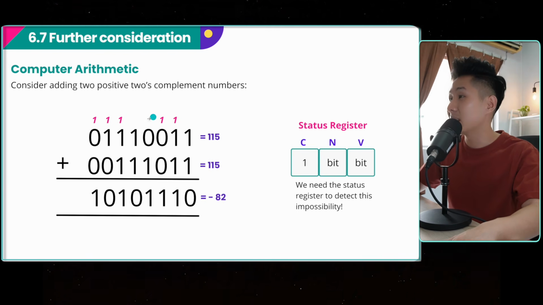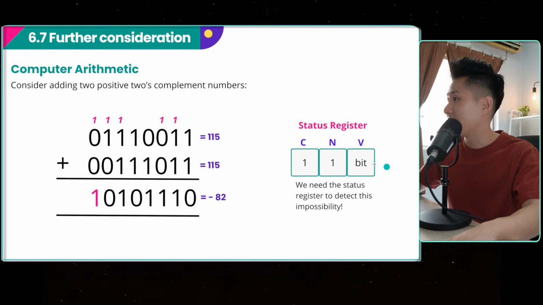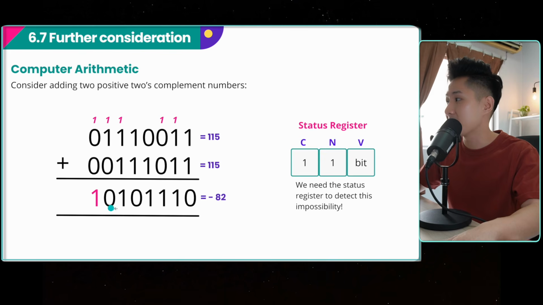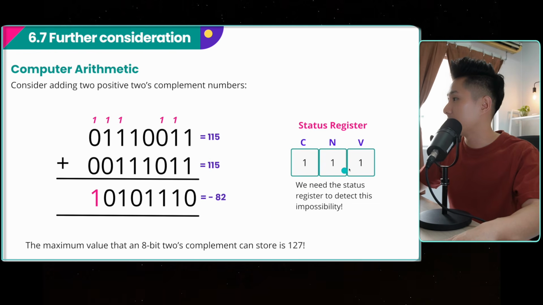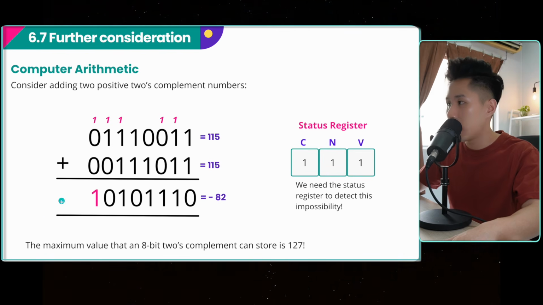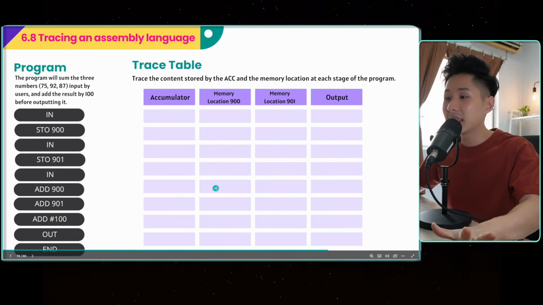So look, because carry is involved, my status register is set to 1 and then n. And because you see 1 here at the most significant bit, meaning we have a signed integer, which is not possible, I set the negative flag to 1, and then I also set the overflow register to 1 in order to find that, oh, the overflow problem has occurred. All right, so the maximum value that an 8-bit 2's complement can store is 127. All right, so that's about it.